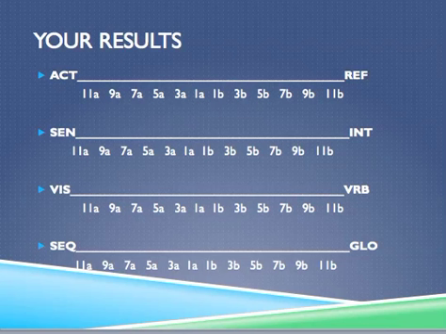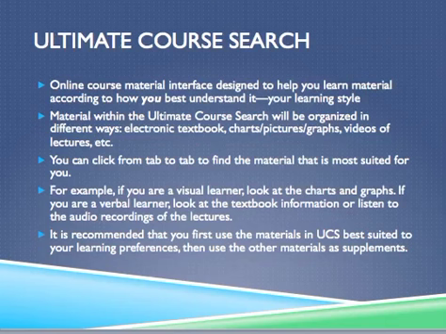So the next set of videos, each video is going to take a different set of preferences and talk about the best ways for you to study. What we would hope that you would do with this information is to integrate it into the Ultimate Course Search that you will be using for us. The idea is that you'll be able to place a search term into the box and receive information on where that search term is in videos, in the electronic textbook, as well as PowerPoints and other materials.